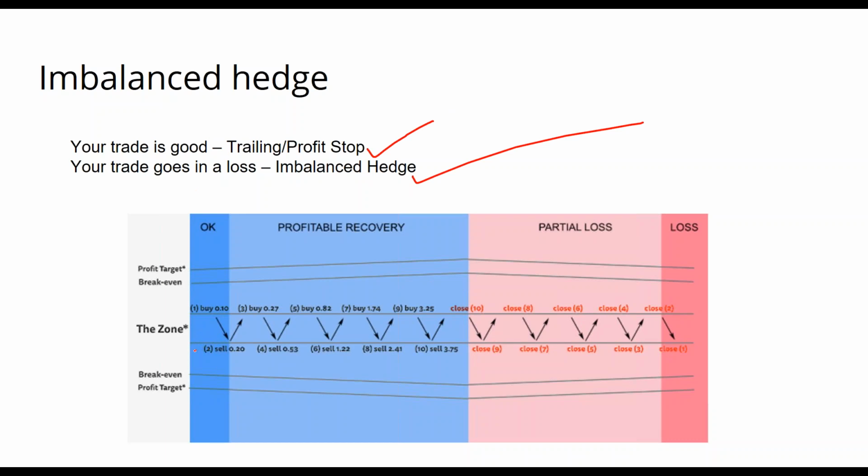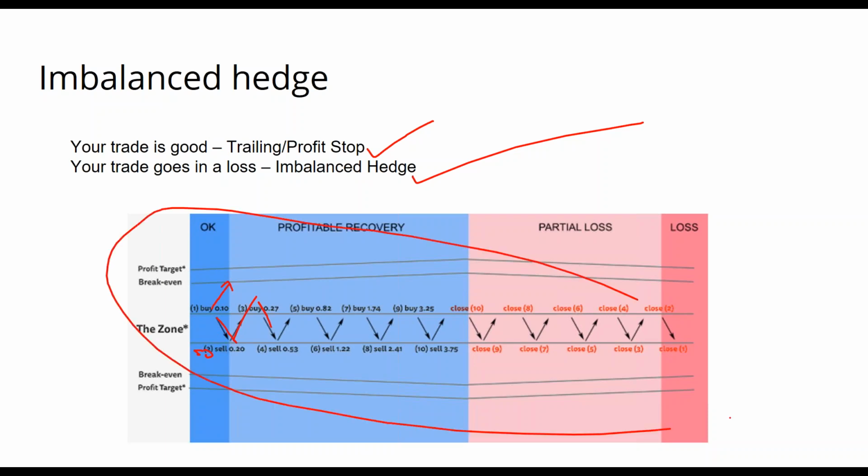Let's say that this is the zone of 50 pips, the average for a trade. So you are buying 0.10, but you lost your trade. Then you're selling 0.20, and you're losing your trade again. If everything came into a loss, this is just an example, then after 10 losses your maximal drawdown, let's say, is 22% of the account. That is how imbalance hedge works.